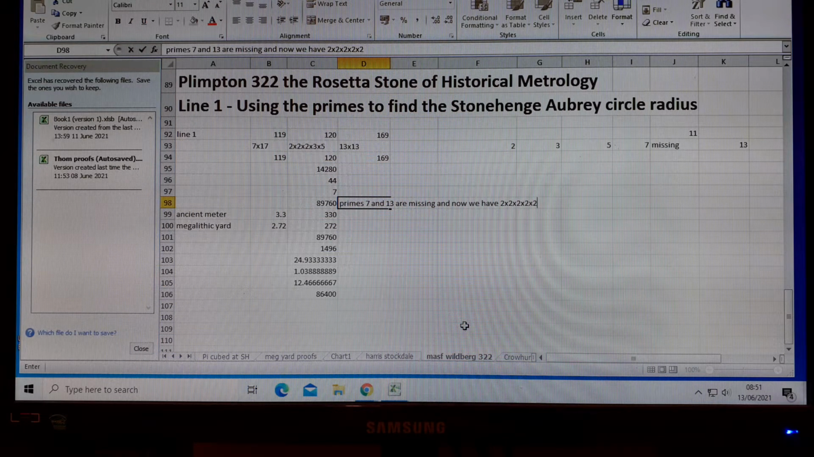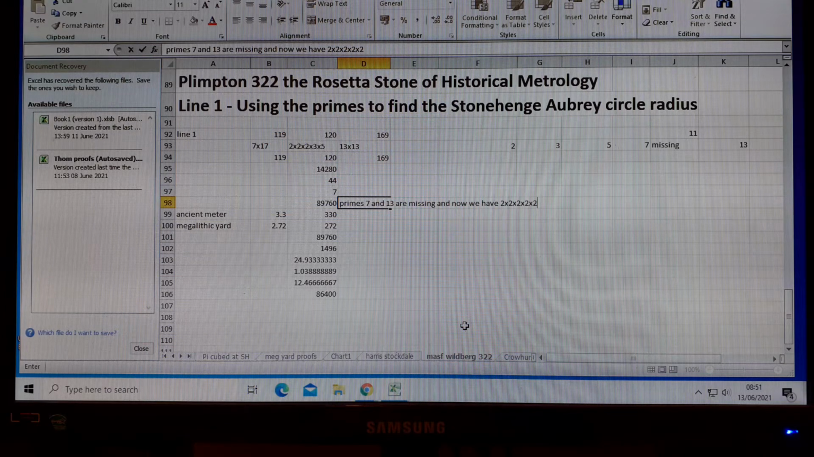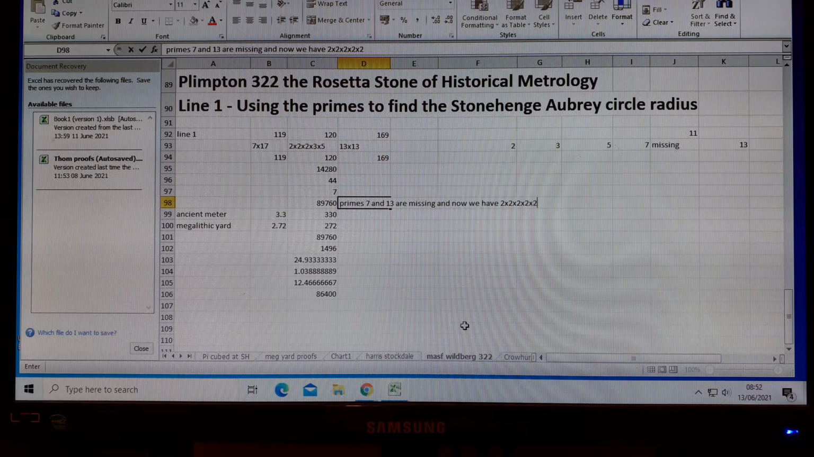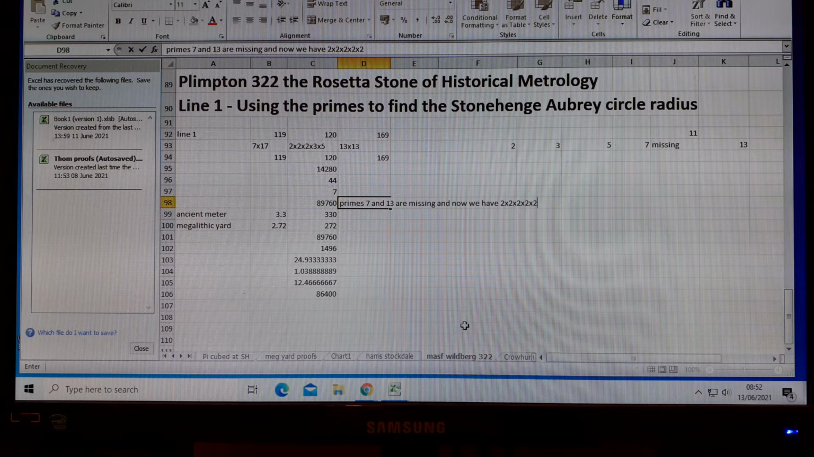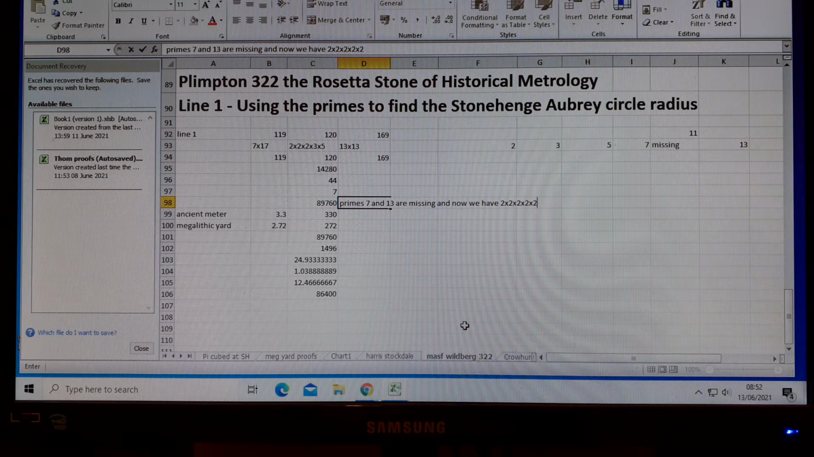It's 119, 120 and 169. And 119 is 7 times 17. That's absolutely key to Thom's megalithic yard, because the megalithic yard is 16 times 17, so that number 119 is 7/16 of a megalithic yard. And the next number, 120, is 2 times 2 times 2 times 3 times 5. And then this last number, 169, is classic because it's a square. It's 13 times 13.